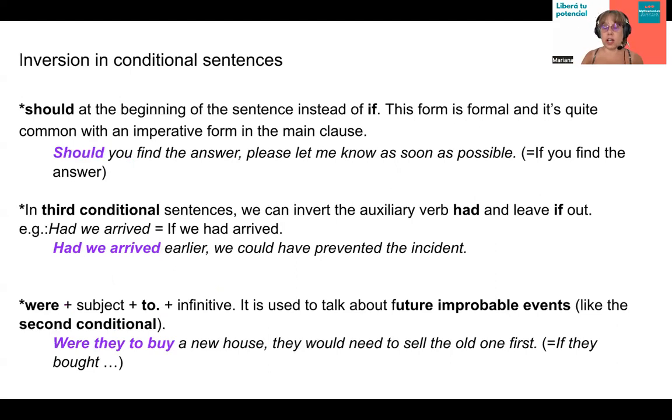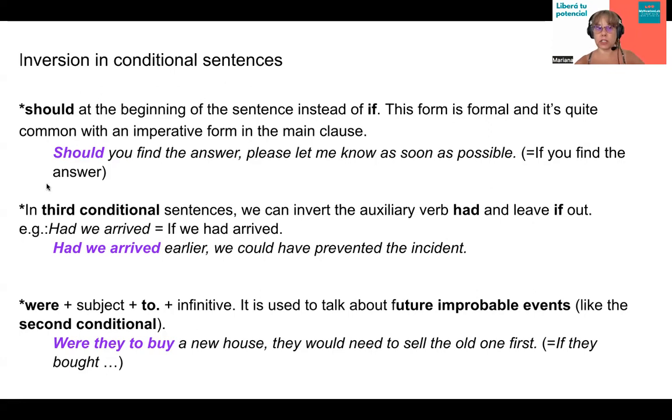Another alternative to conditional structures is the use of should, or the third conditional, or were plus subject plus infinitive to create the beginnings, okay? So these are all structures used instead of the if. Now you say, should you find the answer? It's more formal and more like imperative, but it's an equivalent to if you find the answer. Had we arrived, okay? If we had arrived, so it's an alternative to the past perfect. And were they to buy? So this is like an improbable future event, like in a second conditional.